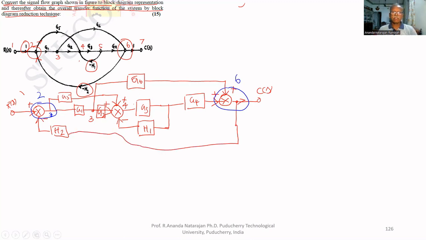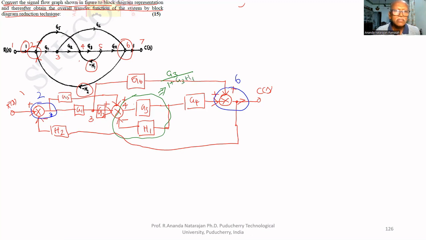That's all. This is the block diagram from the signal flow graph. We have to simplify this. We have to take the innermost part. This is the innermost part. If you reduce this, it becomes G3 divided by 1 plus G3H1, because of the negative feedback.